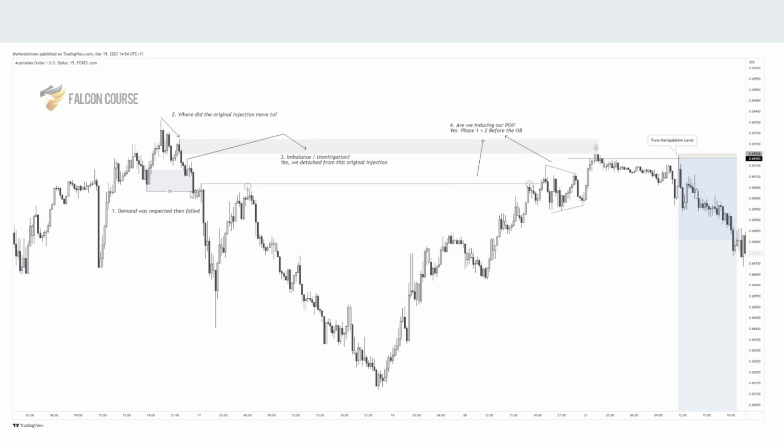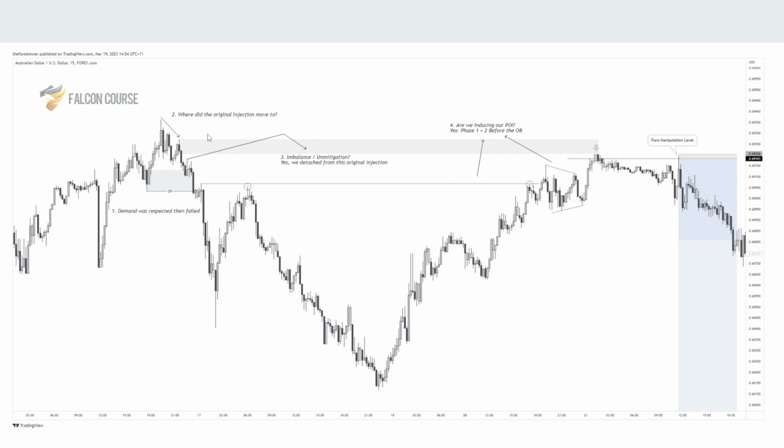That's our change of character in the market. That tells us that an injection of orders were made from this point to actually break that. And if it's unmitigated, we're going to end up reacting to it in the future. So that's that first thing we want to look at. The second is, where did that original injection move to?